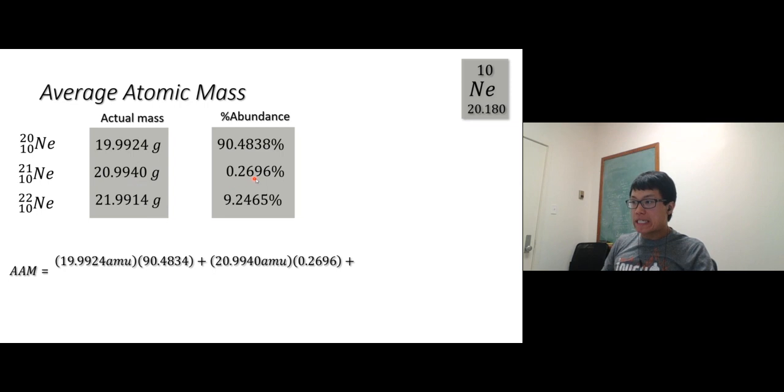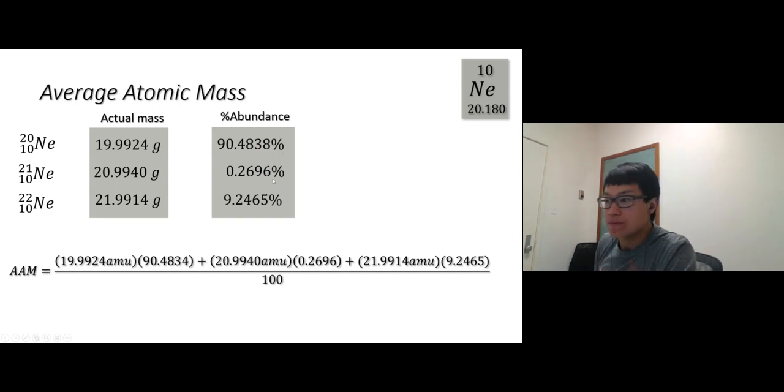20.9940 times 0.2696. They don't have a lot of it, so this number is going to be real small because they don't have a lot of it to contribute. For the 19.9924, there is a lot of it in nature, so this will contribute a lot to the average mass of neon. And the same thing, 21.9914 times 9.2465. The whole thing is percent, so the whole thing is 100. I divide by 100.